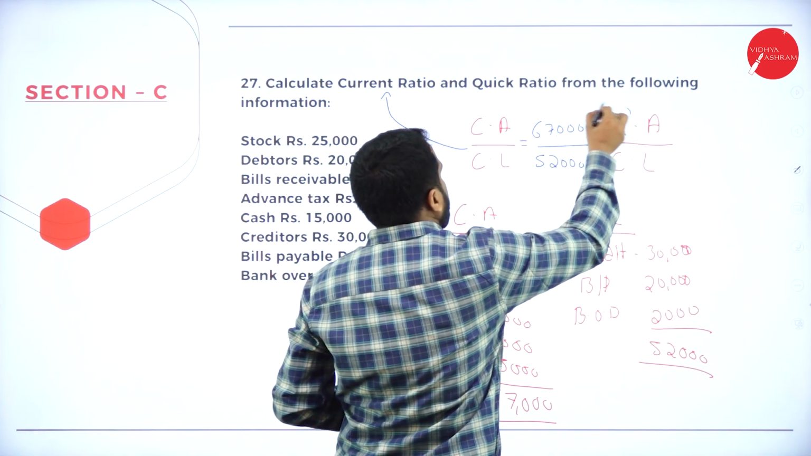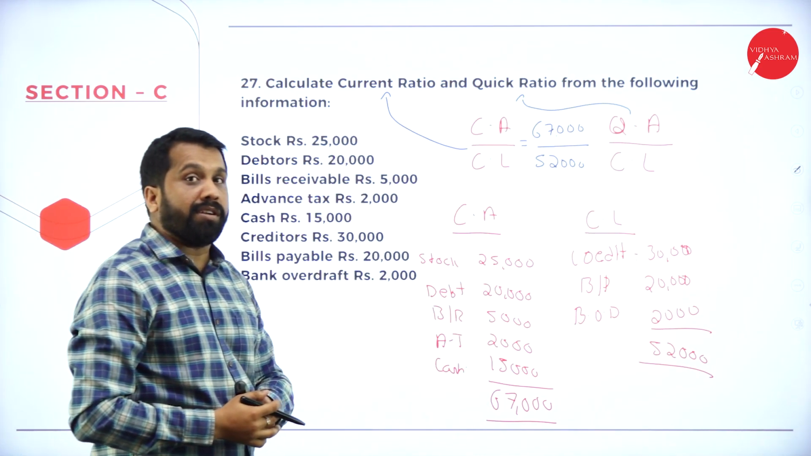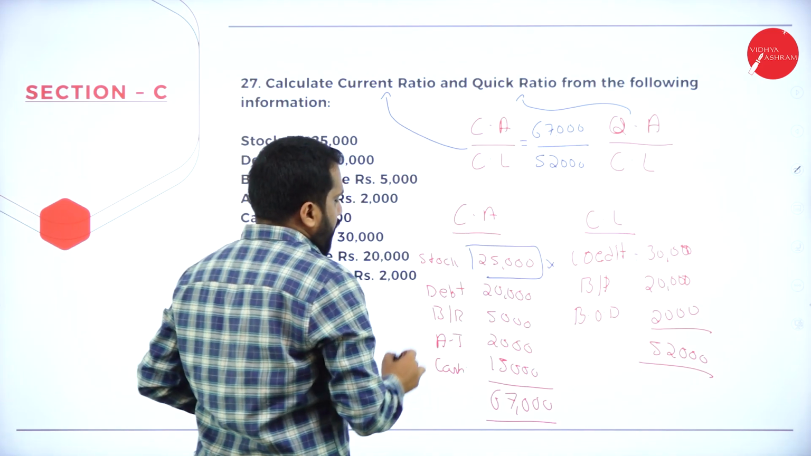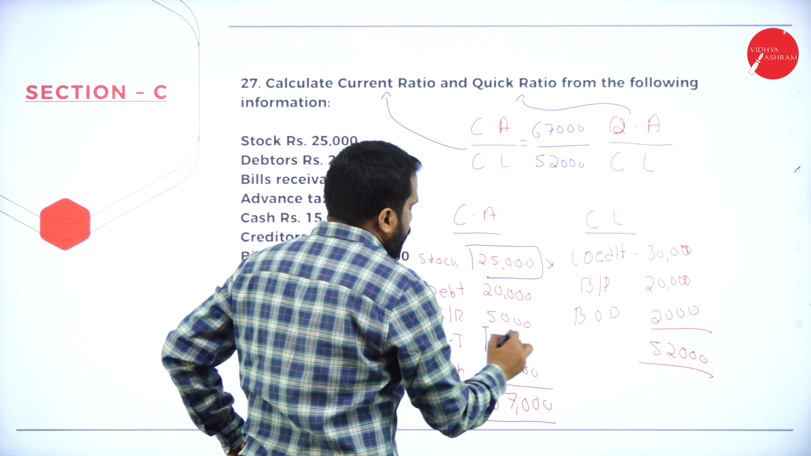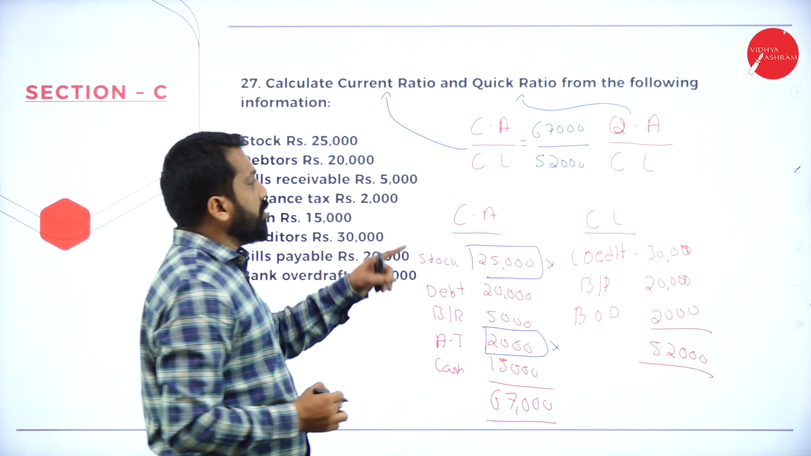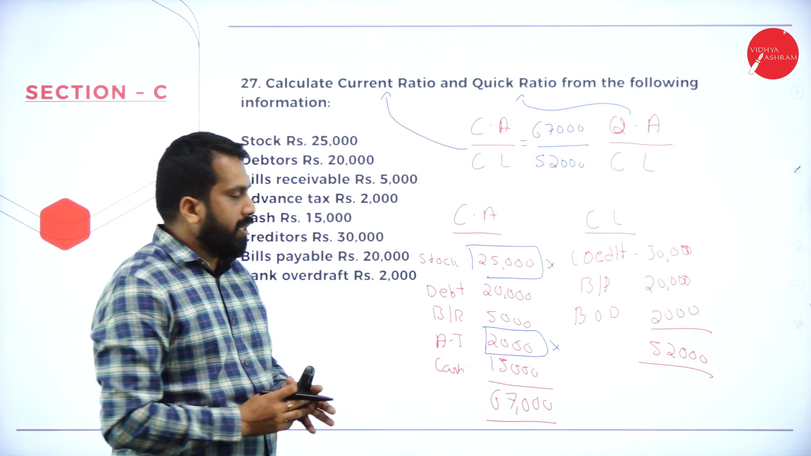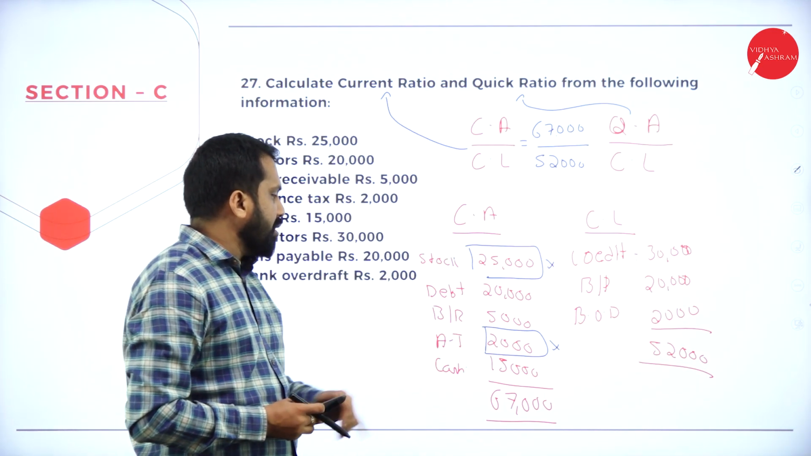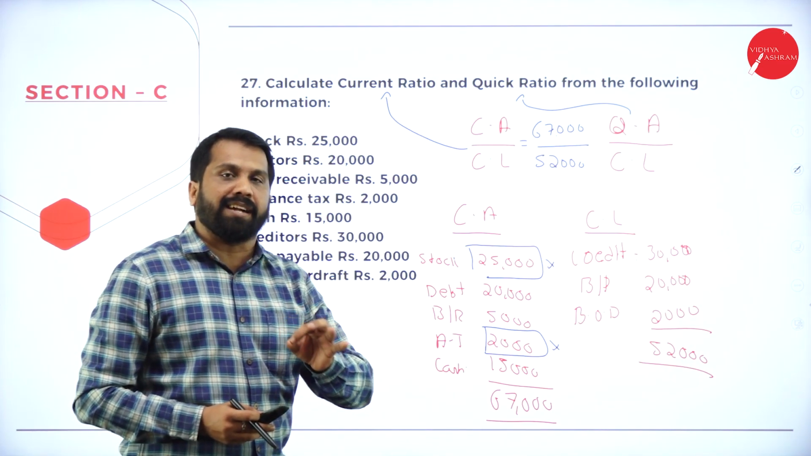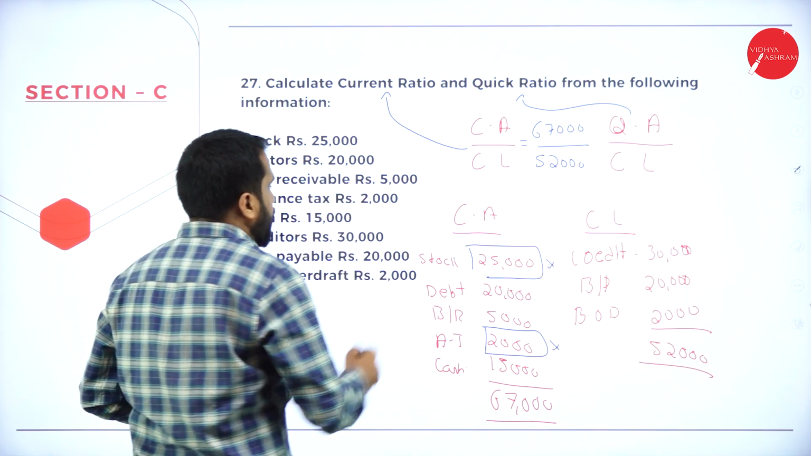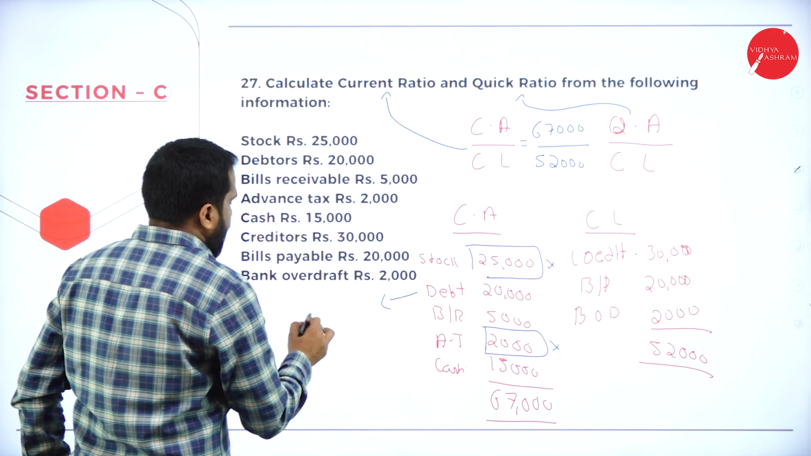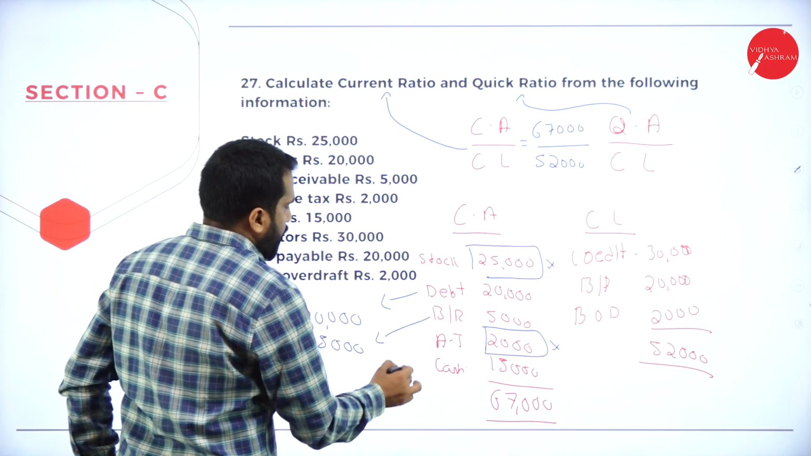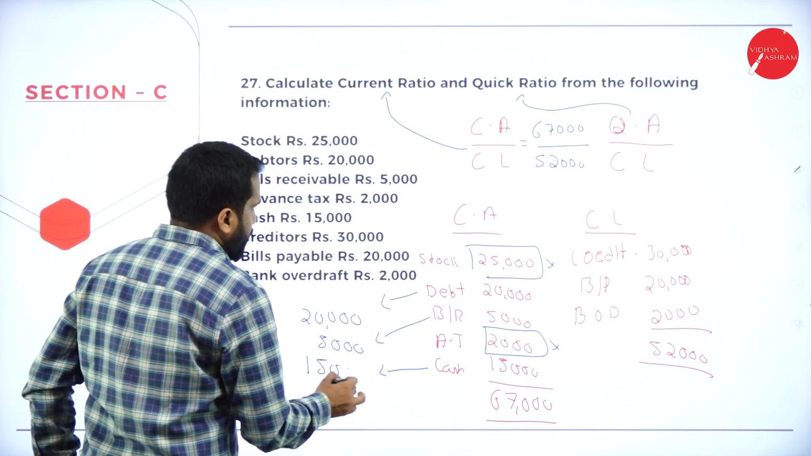What is a quick ratio? Quick asset. What are you supposed to remove from this? Stock you are supposed to remove, and your advance tax you are supposed to remove. Then you will get your quick asset. Clear? The actual value only you are supposed to take, but you have to remove stock and advance tax. Any prepaid, any advance tax, we have to remove it. Now if you remove this, debtors 20,000, bills receivable 5,000, cash 15,000.